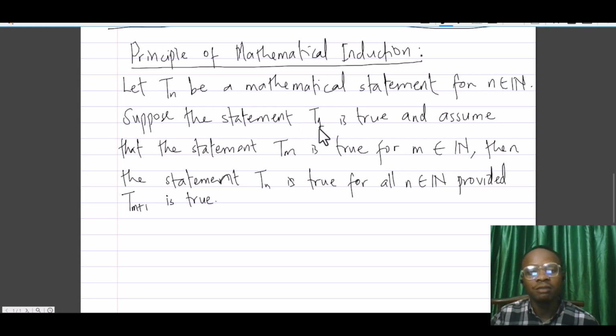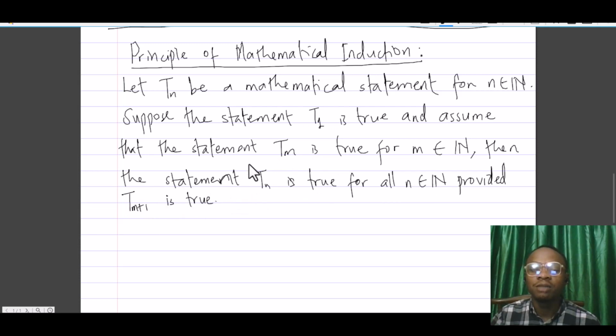So we'll just start from the starting point, wherever that statement is applicable to. Suppose it is true. Once we have verified that it is true for the first term, then we assume it is true for Tm, where m is some natural number. This is just some arbitrary natural number. We don't choose it, we just write m there. So we just assume it is true for m. Then we will establish that it is true for m plus 1.